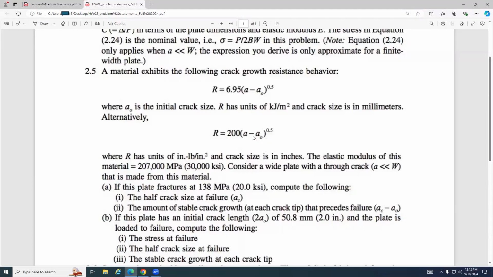So instability is a very, very critical condition. For this instability, what we want is G equals R, right? So the energy release rate equals the crack resistance. That is the first condition. And the second condition, we also want the change of dG with respect to A to equal dR/dA. This is a critical condition.